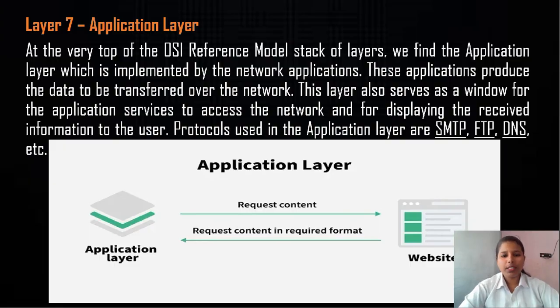From this picture we can see that from the application layer a user is sending a request, and from the website it is getting the content in the required format. In a simple way, the application layer is where the user interacts, where users say what they want. They type what they want in the browser, that is, typing the URL, and automatically using the internet and DNS it will give the result. So this is the application layer where the user interface acts.